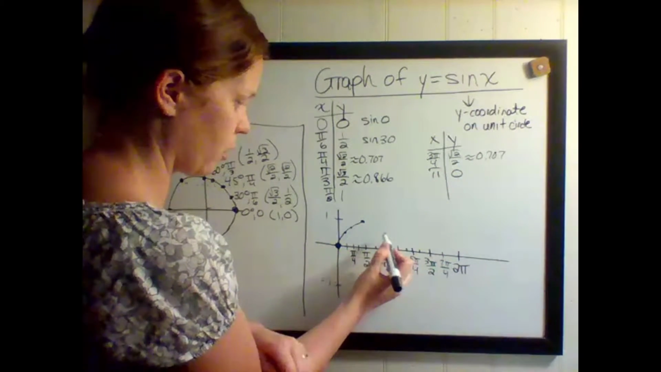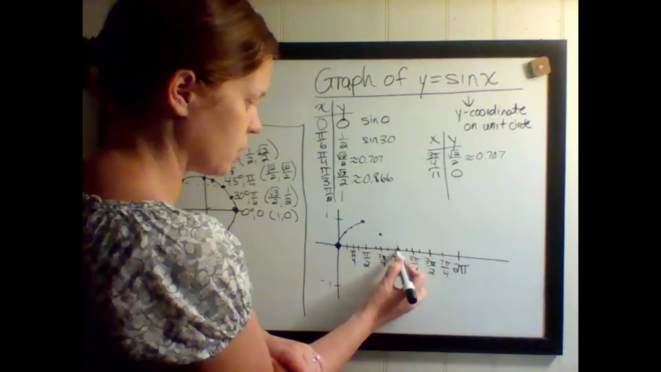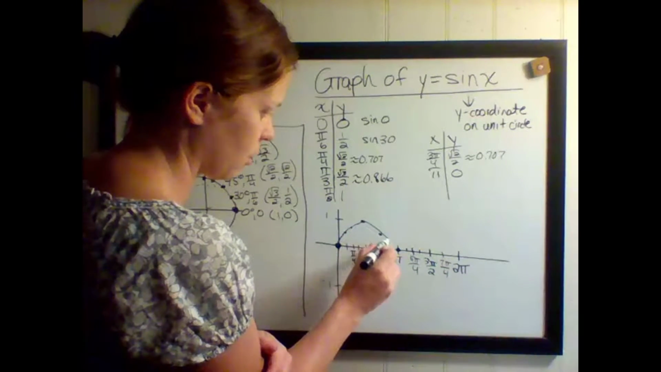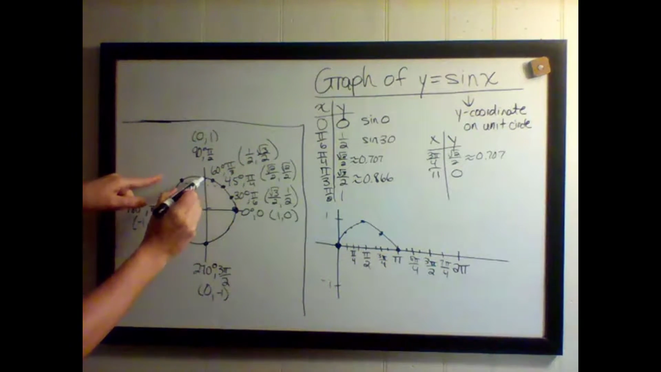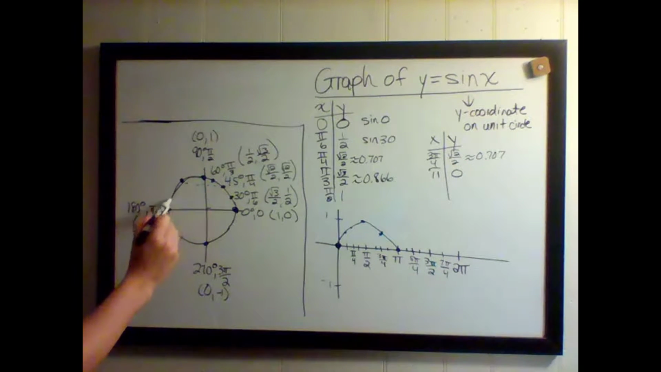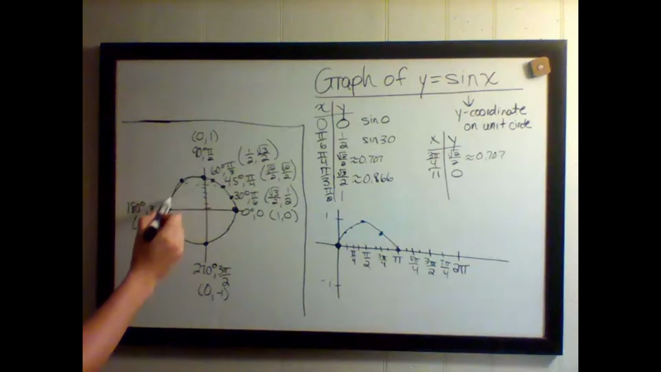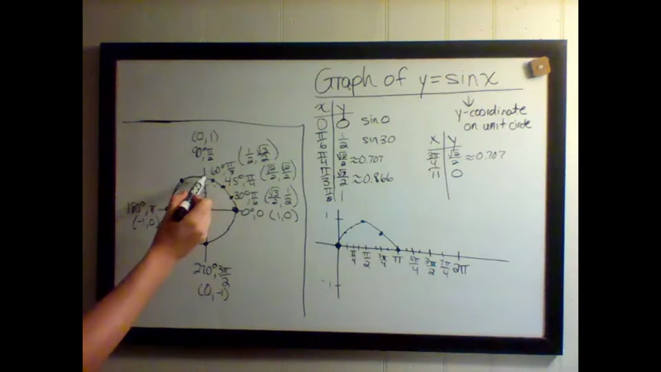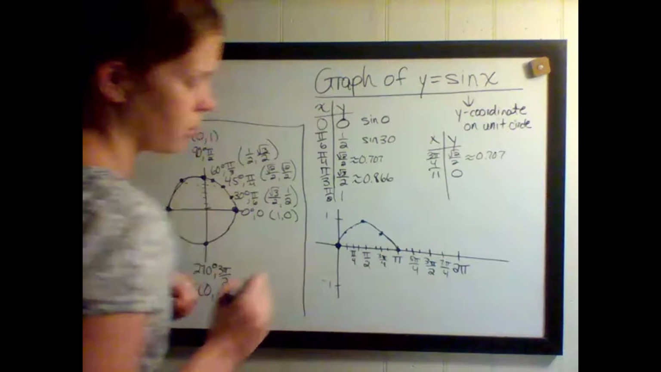3 pi over 4, I'm at 0.707. And then at pi, I'm at 0. So this is going to come back down. We can kind of imagine the points in between too. The y values are going from 1 down to 0 as we get to pi. So it's going here from 1 down to 0.